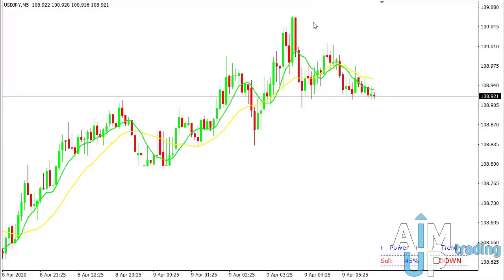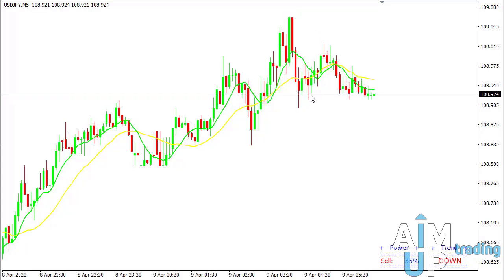Now we're looking at the 5-minute chart, and as you can see here, we have a really nice formation. This is the three black soldiers or black crows, however you like to call it. Also, we have a power of the trend of 35%. The trend is down. We see our moving averages, which we most likely are already familiar with, but for scalping we use the 8 and 21 period moving averages.